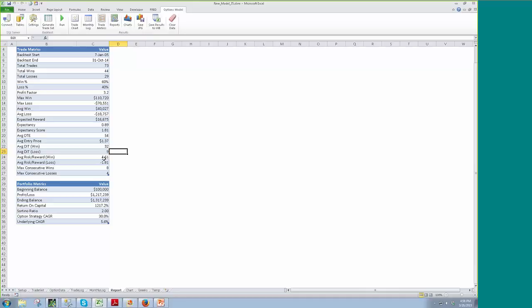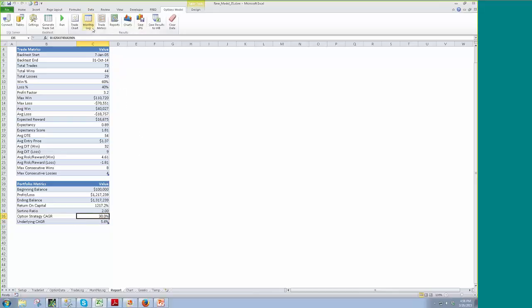So our average risk reward was 4.6. Now our planned risk reward is 4.5. The reason it's a little higher is we're using end-of-day prices, and that actually works to our favor a little bit. We had 8 consecutive wins, 4 consecutive losses. The return on capital was about 1,200%. Good Sortino ratio and surprisingly nice CAGR for the strategy at 30%, and the underlying CAGR was about 5.6, so substantially better.